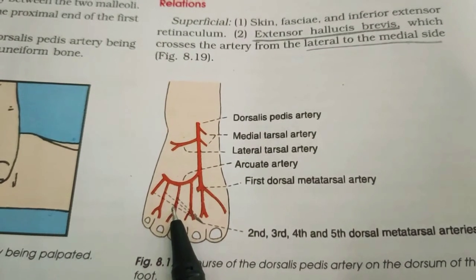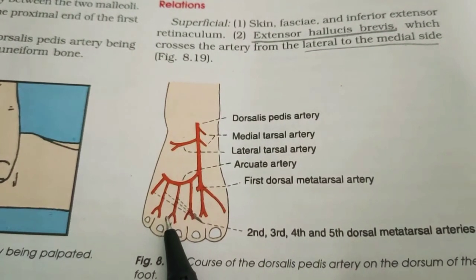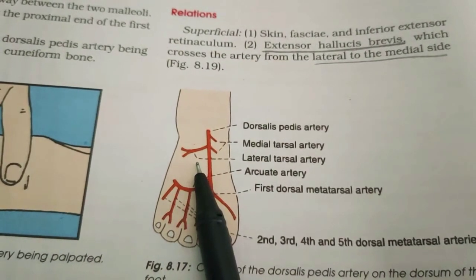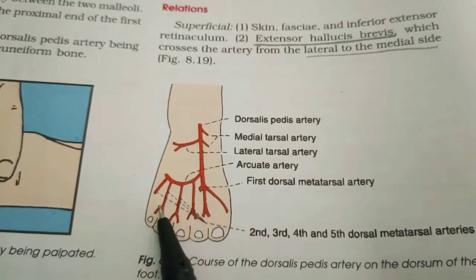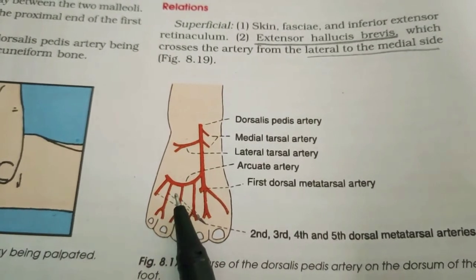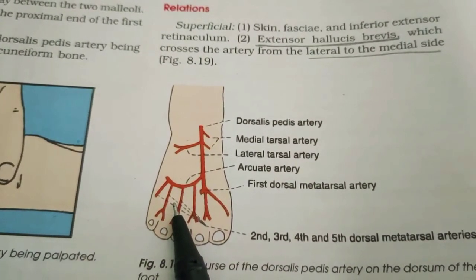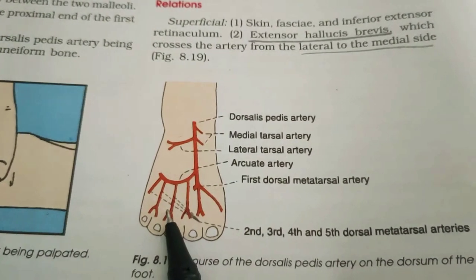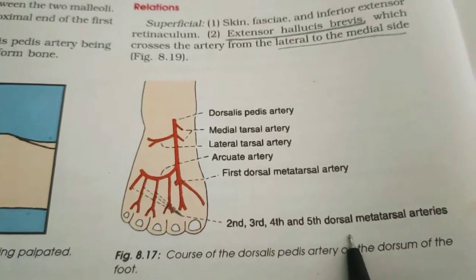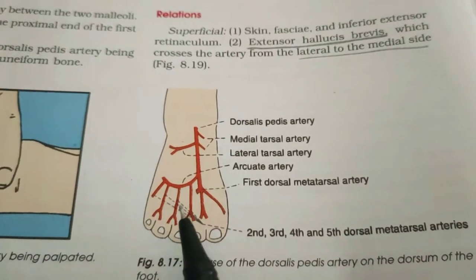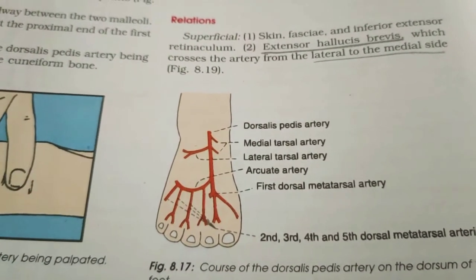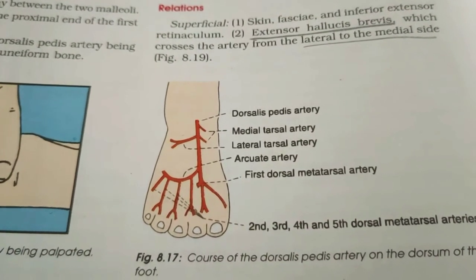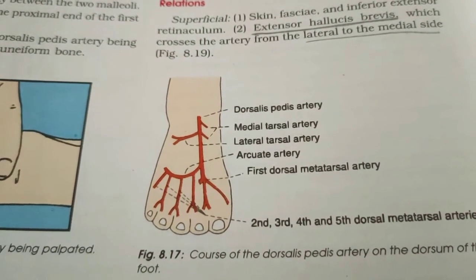Mainly it ends by anastomosing with lateral tarsal and lateral plantar arteries. So you can see this is the lateral tarsal artery, and it will also anastomose with the lateral plantar artery. So it gives off second, third, fourth dorsal metatarsal. You can see second, third, fourth and fifth dorsal metatarsal arteries are given by the arcuate artery. So each of which divides into dorsal digital branches for adjoining toes.